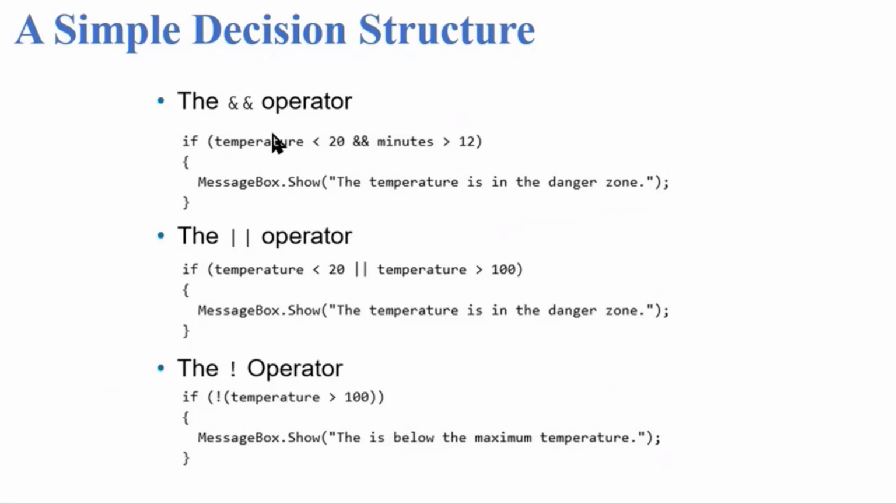The and operator: if the temperature is less than 20 and minutes is greater than 12, the temperature is in the danger zone. The or operator: the temperature is less than 20 or the temperature is greater than 100, the temperature is in the danger zone. And the not operator: not the temperature is greater than 100, this is below the maximum temperature. This one's a little screwy to read.